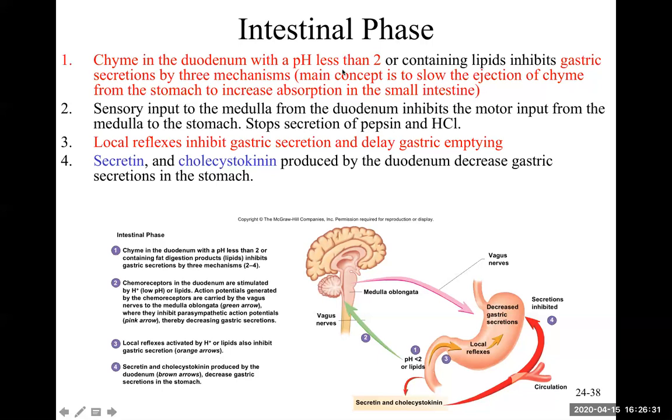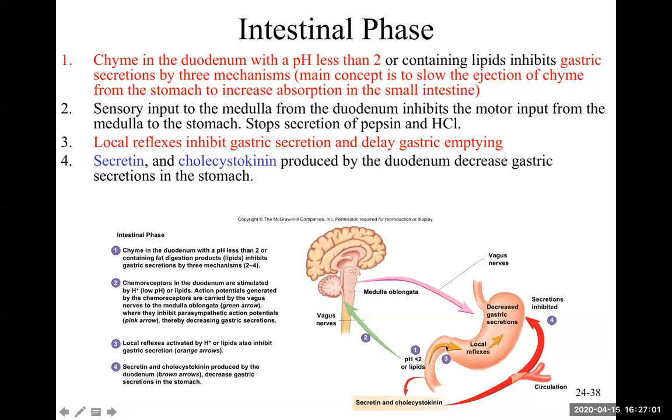Because of that, the pH of that chyme is very low. It's very acidic. That acidic chyme going into the duodenum is going to slow everything down. Remember, when we go from one organ to the next, we always slow down the previous organ. So once we introduce food from the stomach, right here, to the small intestine, the duodenum. The start of the small intestine is the duodenum.